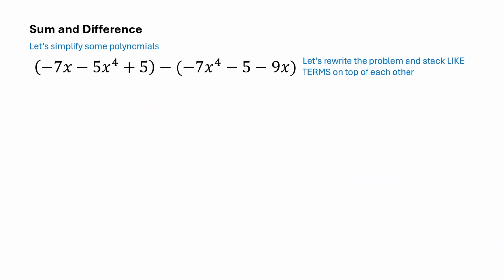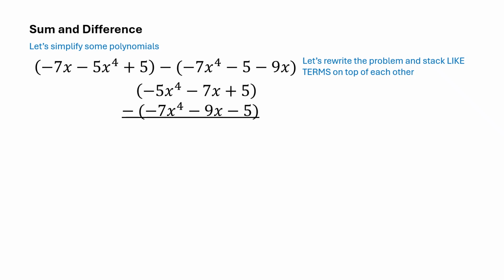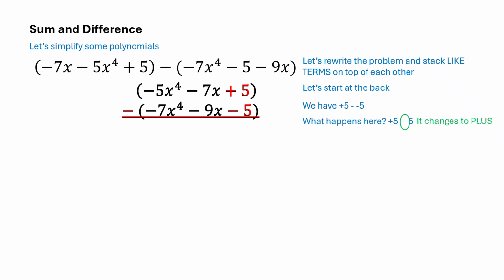Let's rewrite this problem and stack like terms on top of each other. If you notice, in the first set of parentheses on the first row, I rearranged the terms in descending order, just so that they can match their partner, their like terms in the other set. Let's start at the back. We have positive 5 minus a negative 5. What happens right here? That's right, it changes to a plus. So now we have plus 5, and what is that result? Positive 10.